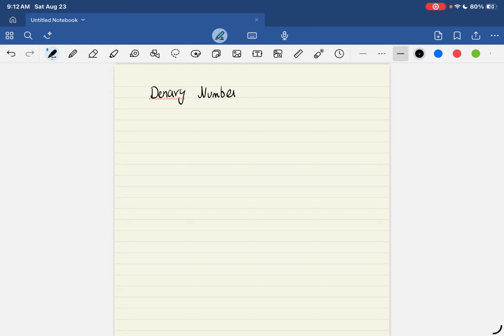And in denary numbers, if you notice, the unique digits start from 0 and go all the way till 9: 0, 1, 2, 3, and so on. After 9, the numbers that you get, 10, 11, 12, are actually just combinations of these 10 digits that we have, from 0 till 9.